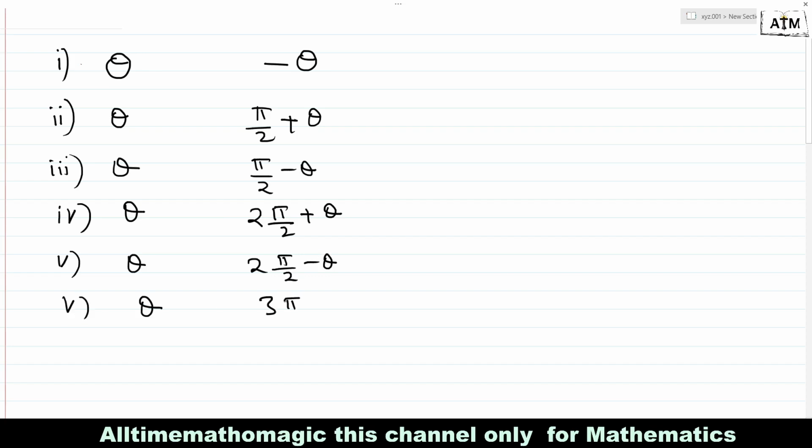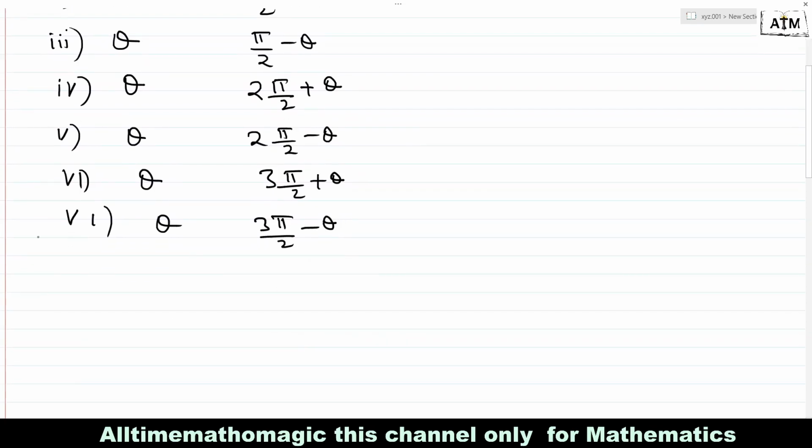Theta and 3 pi by 2 plus theta are allied angles. Theta and 3 pi by 2 minus theta are allied angles. Theta and 2 pi plus theta are allied angles, and at the end, theta and 2 pi minus theta are allied angles. Now let us find out trigonometric ratios for these allied angles.